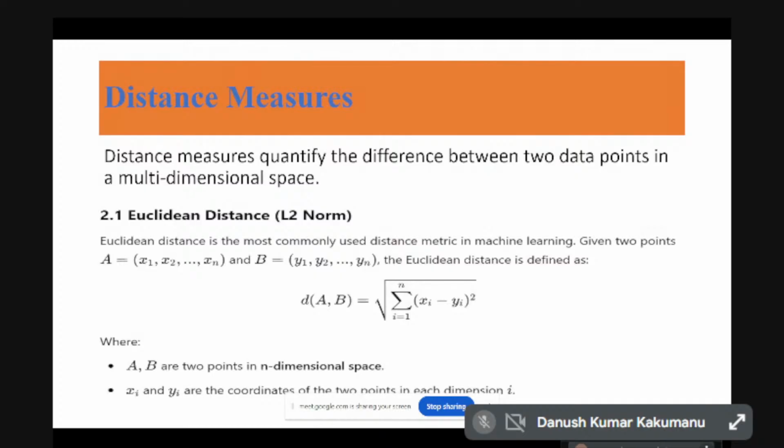They are not asking which is most. If it asks which is mostly used, the answer is Euclidean distance because it uses a straight line. If it asks which are the following metrics, the answer is all the above. Okay, this is a GATE question.